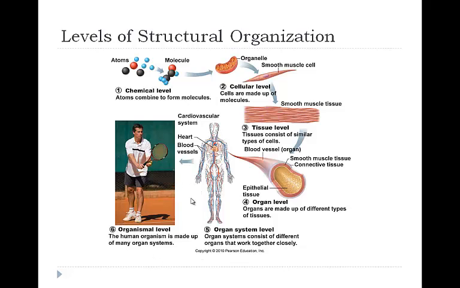And then when you take a bunch of organ systems and put them together, now we have the organismal level. So you have like a human being. You have your digestive tract, you have your respiratory tract, you have your cardiovascular system, you have your lymphatic system, you have your nervous system, you have your skeletal system. So we have all these, we have your muscular system. We have all these systems working together to keep you functioning.